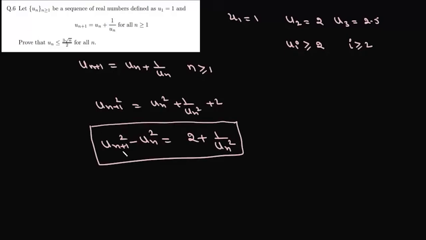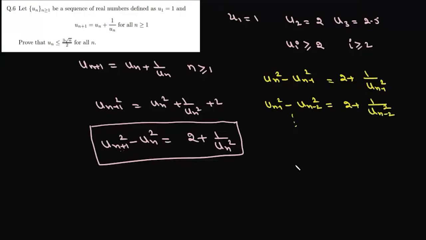Since we need un, we are not going to start with n plus 1, we are going to start with un. So we can write un square minus un minus 1 square will be 2 plus 1 upon un minus 1 square. Next one will be un minus 1 square minus un minus 2 square, and that will be 2 plus 1 upon un minus 2 square, and will continue up to u2 square minus u1 square, and that will be 2 plus 1 upon u1 square. Now if we add all of them, then these successive terms, they'll cancel.